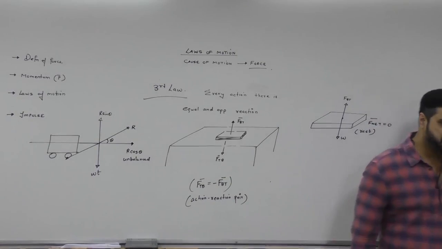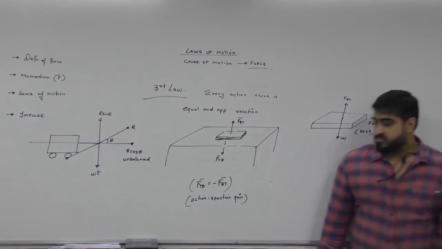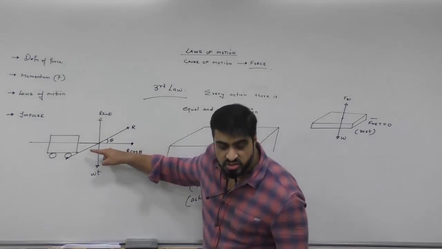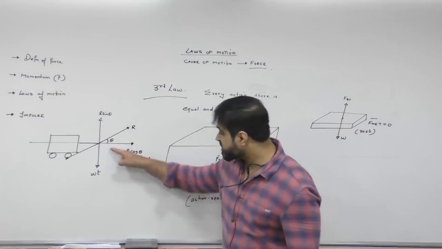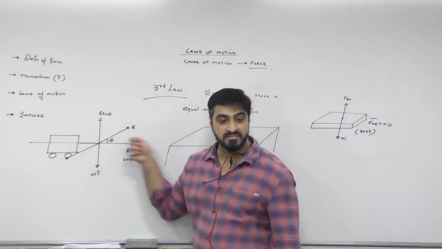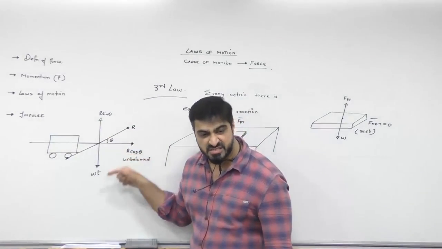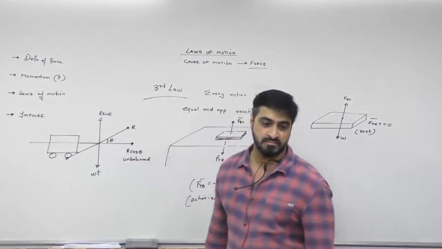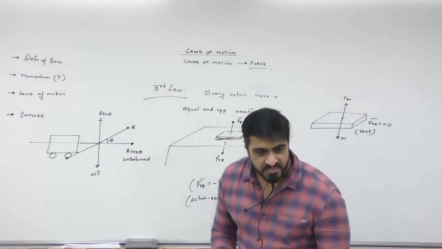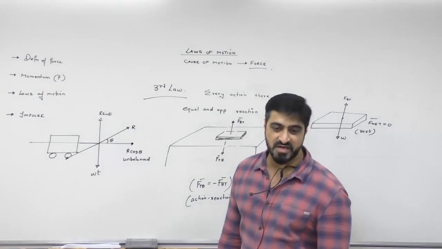Please try to understand. The weight of the horse is balanced by the R sin theta component. The R cos theta component is a pull which is unbalanced, which is responsible for pulling the cart. Did you understand? This is called the horse cart problem. This is there in NCERT also.